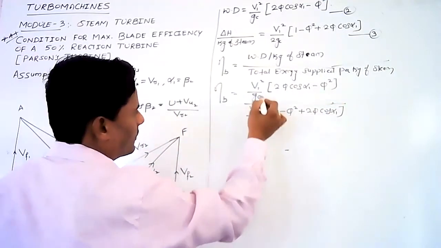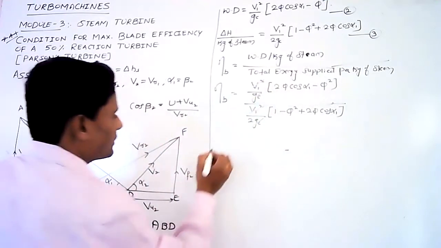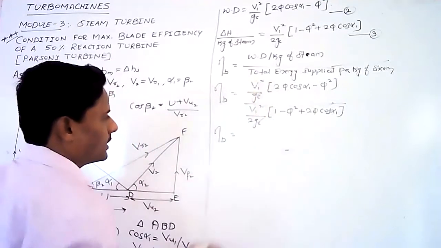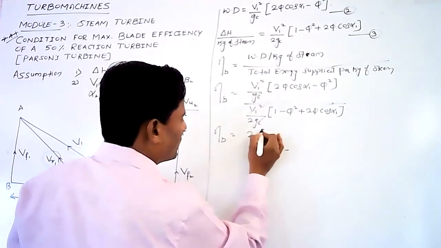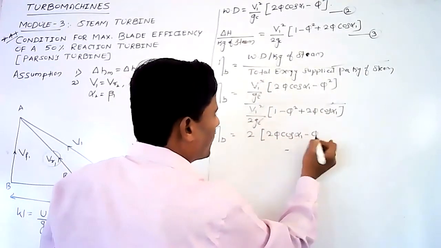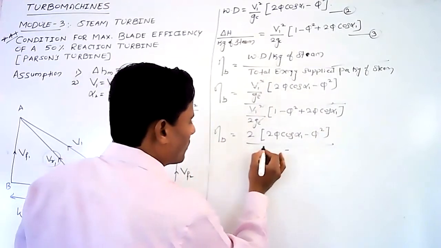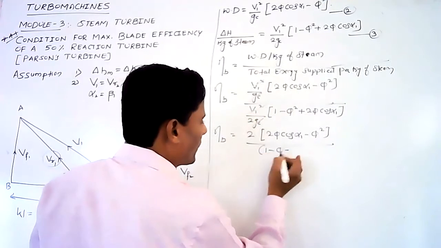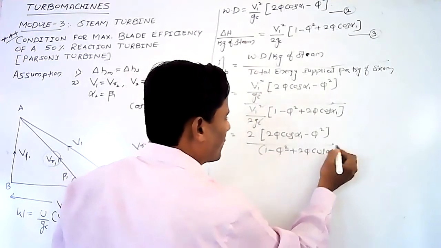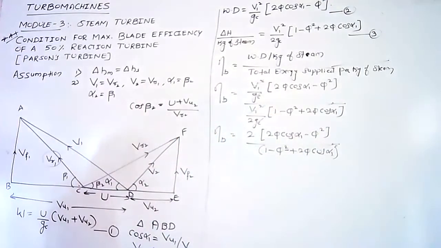So V1 square and GC will cancel. We are left with the blade efficiency eta B equals to, taking 2 to the numerator, 2 into 2 phi cos alpha 1 minus phi square divided by 1 minus phi square plus 2 phi cos alpha 1. Then copy up till here.